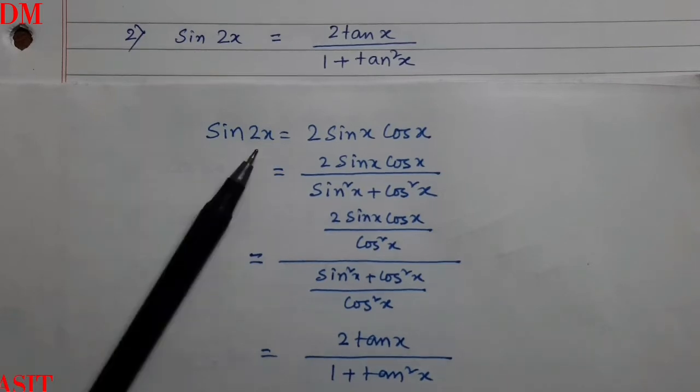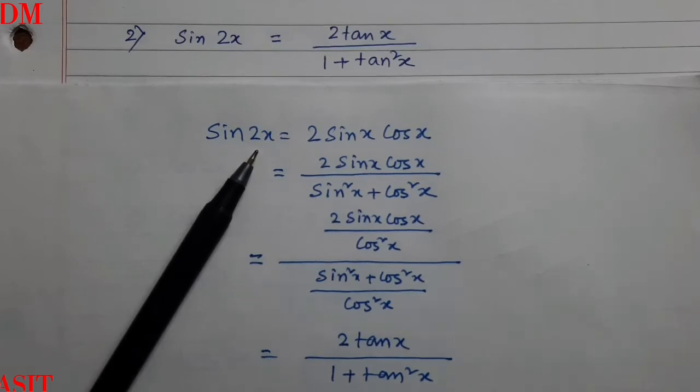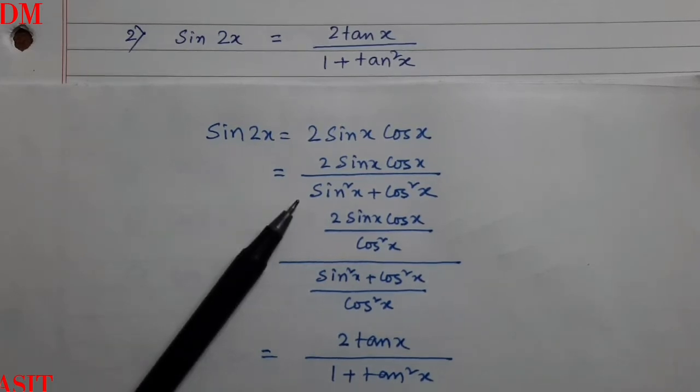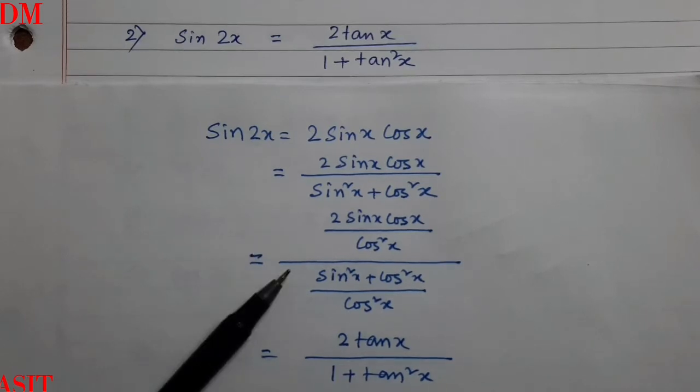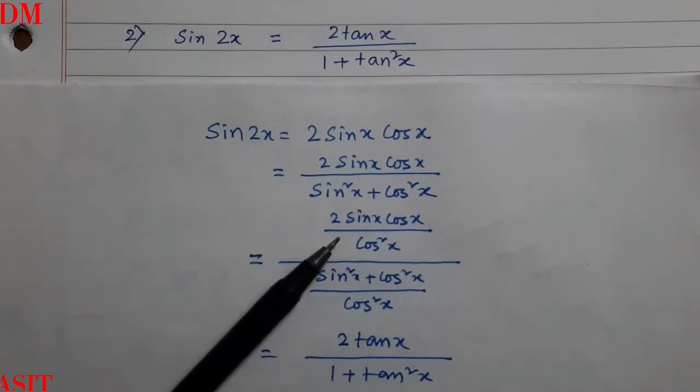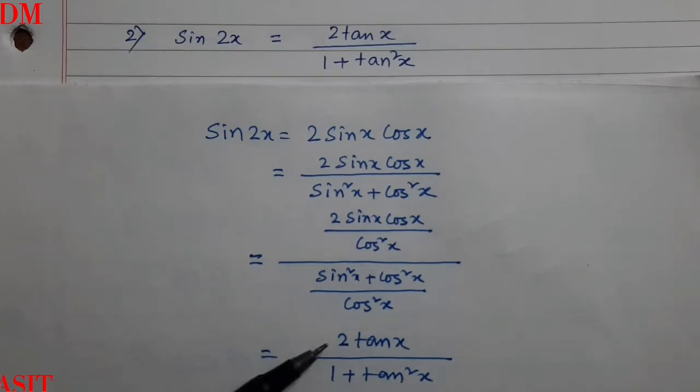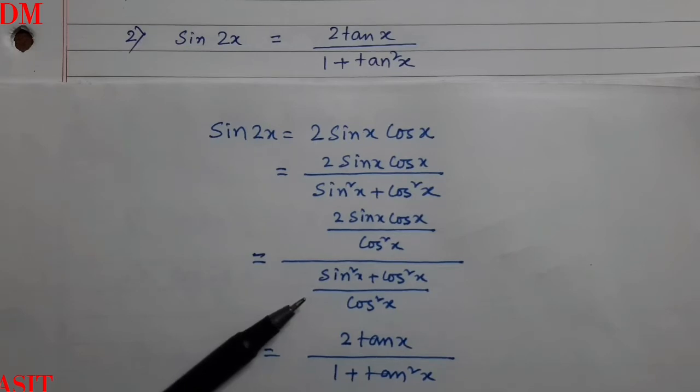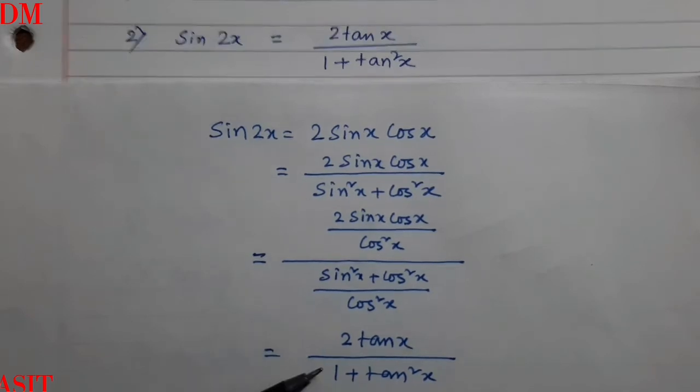Now the second formula is sin 2x equals 2 tan x by 1 plus tan square x. As we know that sin 2x equals 2 sin x into cos x, now we can divide by sin square x plus cos square x, as sin square x plus cos square x equals 1. Now in both numerator and denominator we will divide by cos square x. Now if we divide cos square x in the numerator, it will give 2 tan x, and if we divide cos square x in the denominator, it will give 1 plus tan square x.